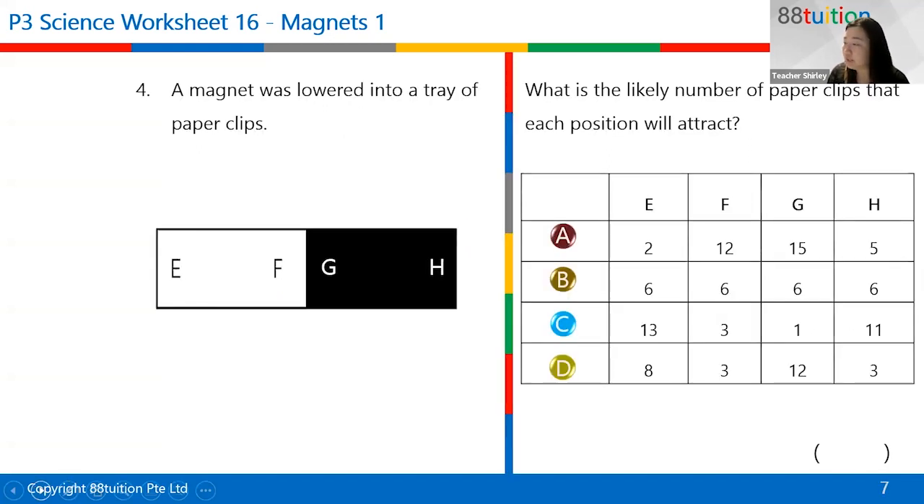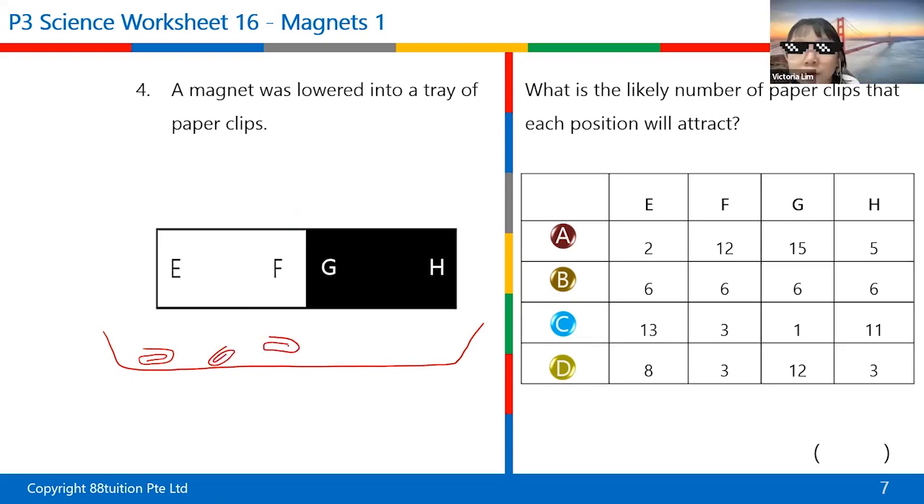Okay, a magnet was lowered into a tray of paper clips. What is the likely number of paper clips that each position will attract? Wait, where's the magnet? This is the magnet. Then where are the paper clips? Oh, that means there is a tray. I mean, they didn't draw it out, but basically this is it.